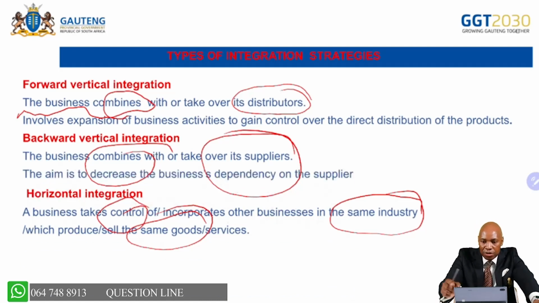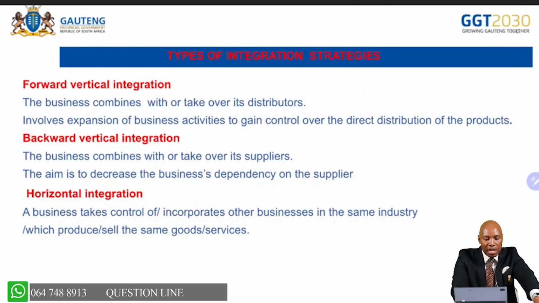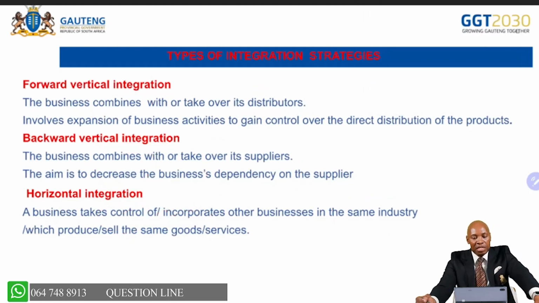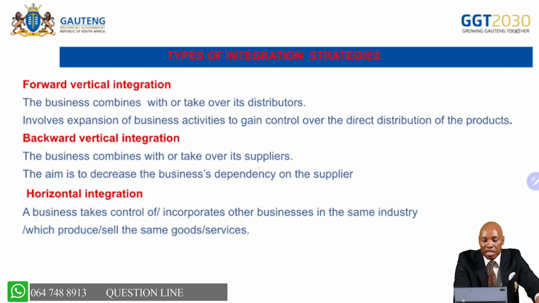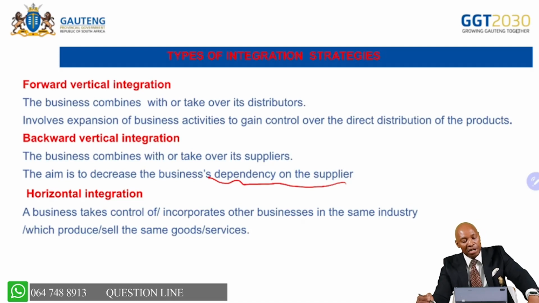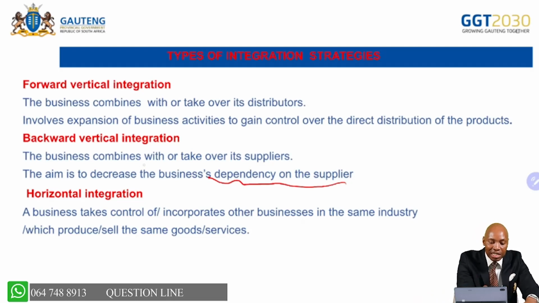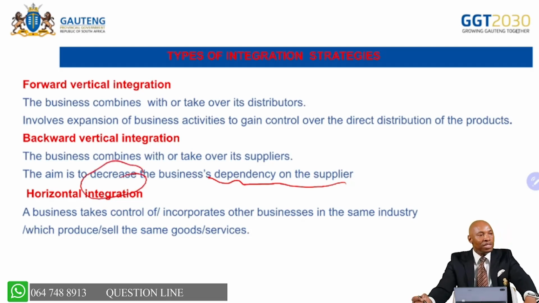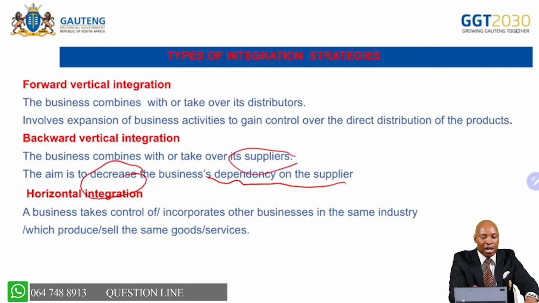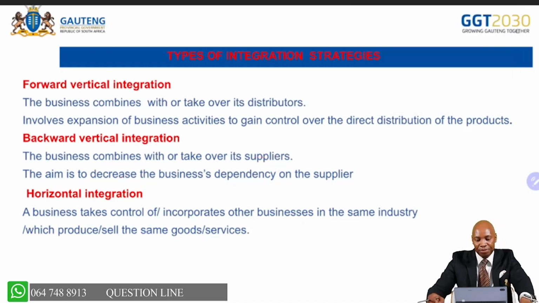Now, can I show you this? Just hang on there. It says here, the aim is to decrease the business dependency on the suppliers because these suppliers are powerful, like I've indicated. Now we are depending on them. What can we do? Let's come up with a strategy. Let's come up with a backward vertical integration. For us to decrease the dependence, let's combine with these guys. These are our suppliers. Do you get it, candidates? You can see how simple it is.